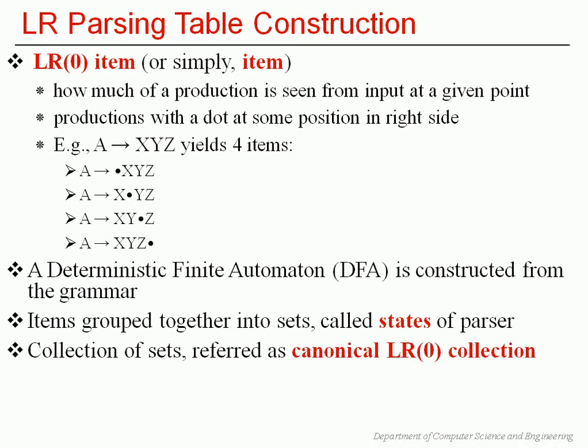Now, collection of sets. Since we have so many groups of items, all those groups of items with transitions can collectively be called the canonical LR(0) collection. For constructing this canonical LR(0) collection, you need to have an augmented grammar, and you need to use two functions, closure and goto. Now let us consider an example grammar for construction of this parsing table, and subsequently tracing out an input with respect to this grammar.